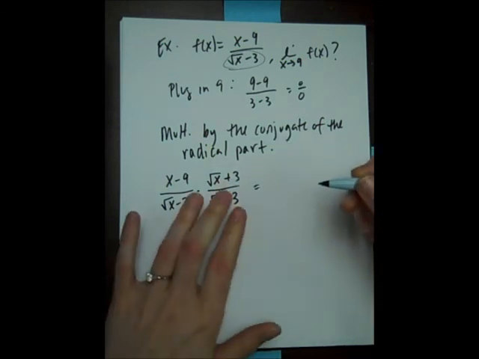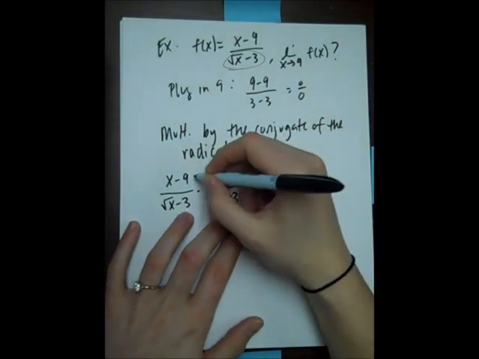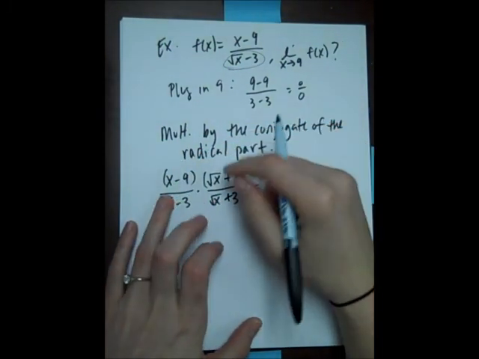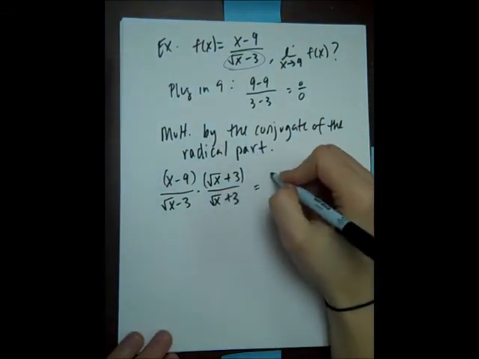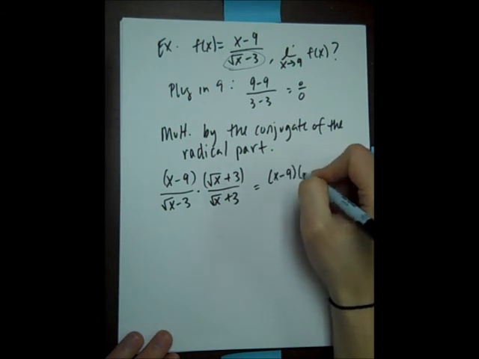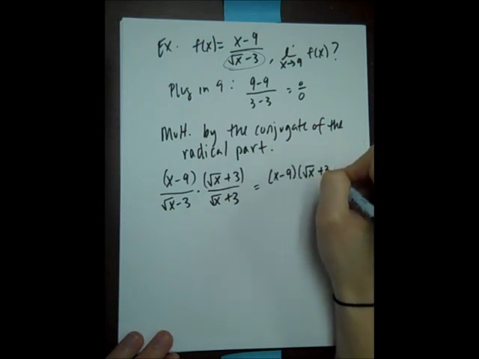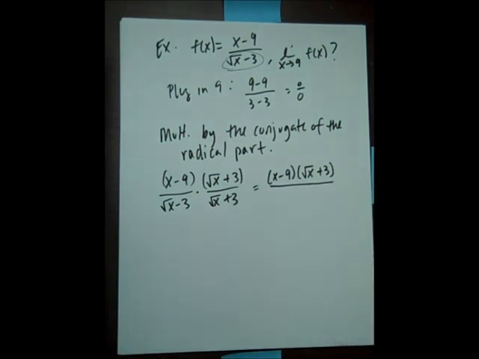So now what happens? Let's look at my numerator. So I'll FOIL this out. So I'll get x times the square root of x. Well, actually, let's not FOIL it out for now. We'll worry about that later. So I get x minus 9 times the square root of x plus 3. We'll worry about it if we have to FOIL it out later.